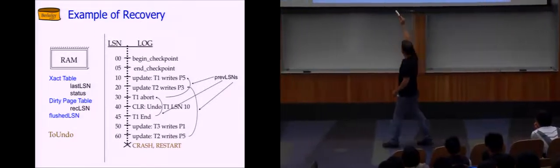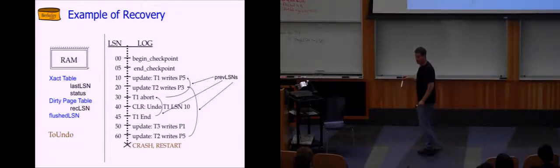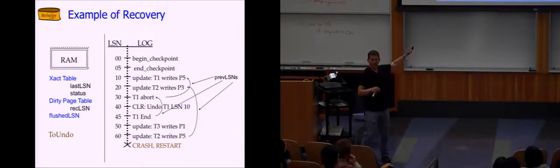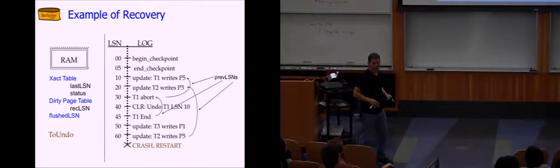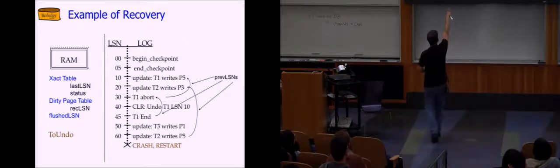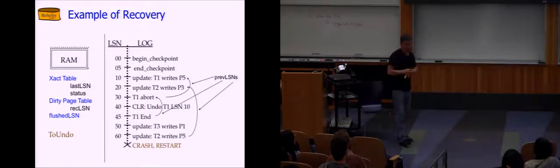Along the way, we were updating the transaction table and the dirty page table as we generated these log records, right? Which I didn't do. Ordinarily, we would do this interactively. I'd have one of you guys be RAM, and you'd be updating RAM, but I wanted to make this efficient. So as we're writing these log records, we're updating the last LSNs of the transaction table and the status. We're updating the dirty page table and the rec LSNs.